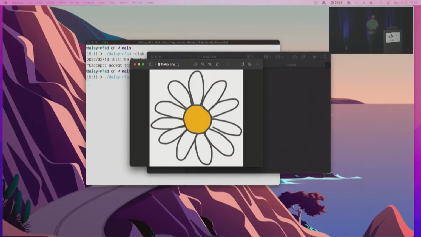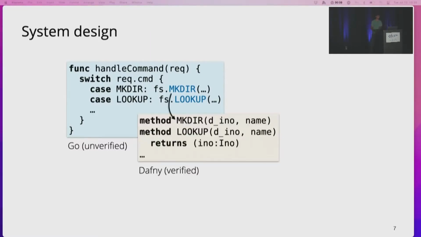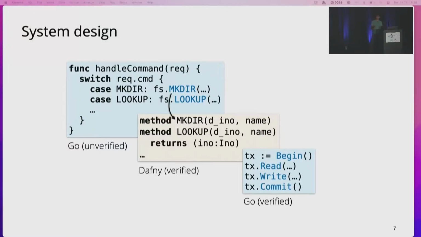OK, so how do we make DaisyNFS work? DaisyNFS has three main layers. At the top level is some unverified code that handles TCP connections and implements the NFS wire protocol. This calls into verified code written in Dafny, which is a verification-oriented programming language that has integrated support for writing this code and writing the proofs. The Dafny code is compiled to Go and then linked with the transaction system.